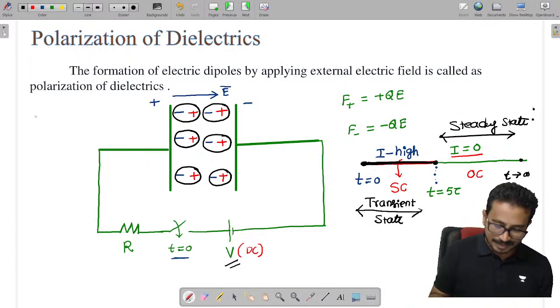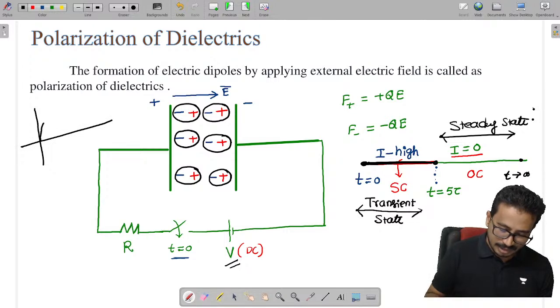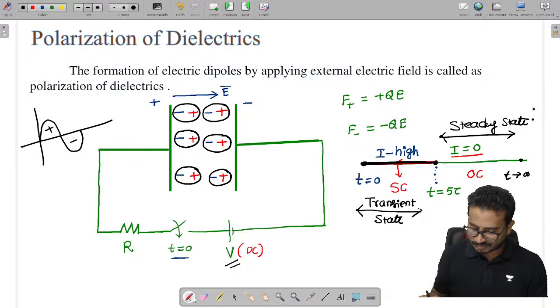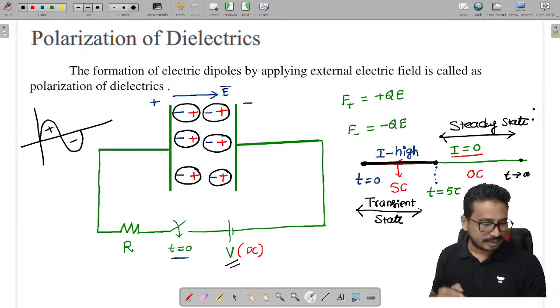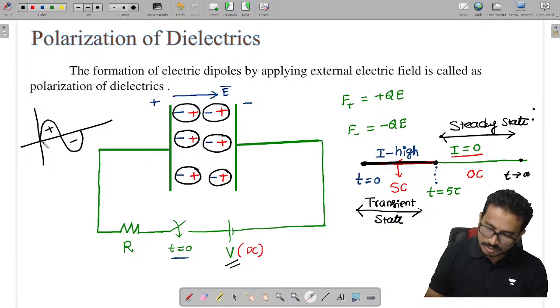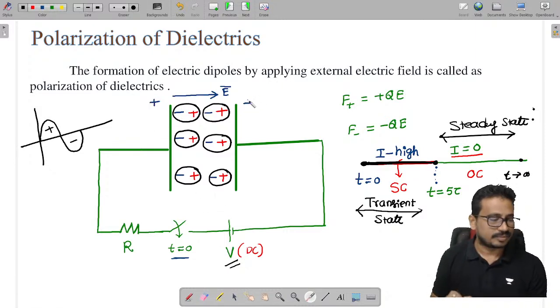अगर हमने AC supply किया तो क्या होगा? Let us consider we apply the AC supply, then see what happens. In the AC supply case, this is the positive cycle and this is the negative cycle. अगर आपने ध्यान से देखा तो for AC supply what happened? During the positive cycle, you tell me, this is the positive, this is the negative.